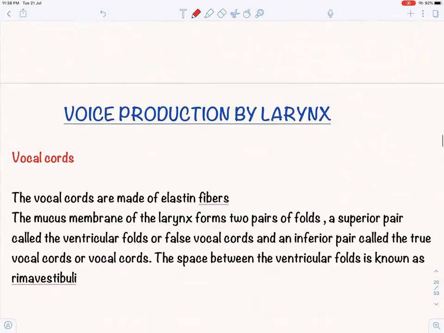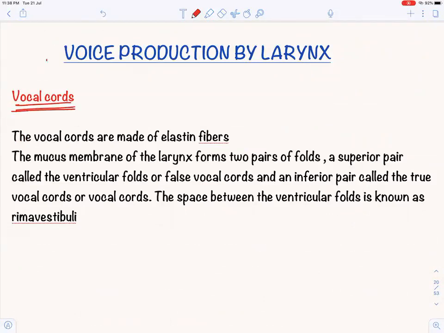Now we'll go to vocal cords. Vocal cords, voice production by larynx, right? So see, zoology or biology, especially human physiology, is like a well. You can study and study and study. It's endless. But obviously, the aim is to clear the exam. We can just keep on studying and we'll reach nowhere. So I am just telling you those portions which are important from the point of view of your exams.